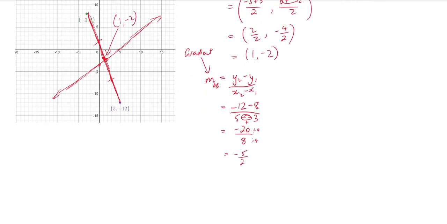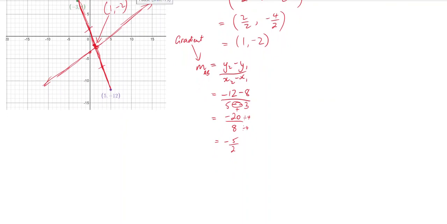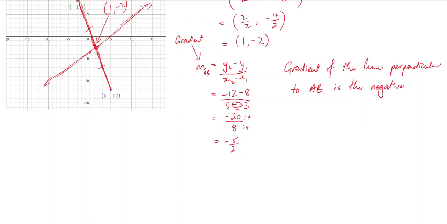So the gradient of the line that is perpendicular to that then must be the negative reciprocal of that. So I'm going to write a little note here that the gradient of the line perpendicular to AB is the negative reciprocal, which simply means we're going to flip the fraction and change the sign. So the m, which is perpendicular, we'll just put a little symbol there for that, is 2 over 5.